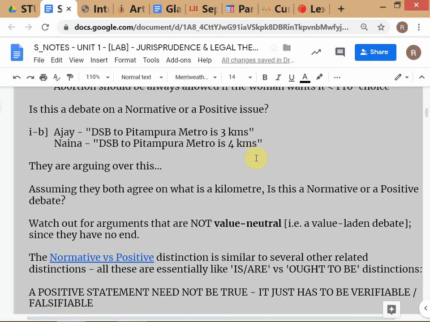Is this clear to everybody here? Is this clear that this is a debate on a positive issue, or a positive question? The right way to say it is a positive question. Are you guys following?